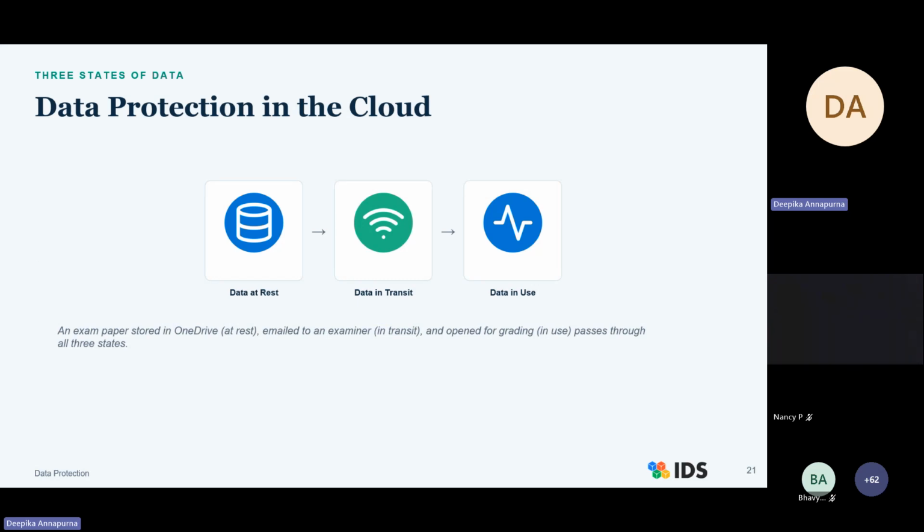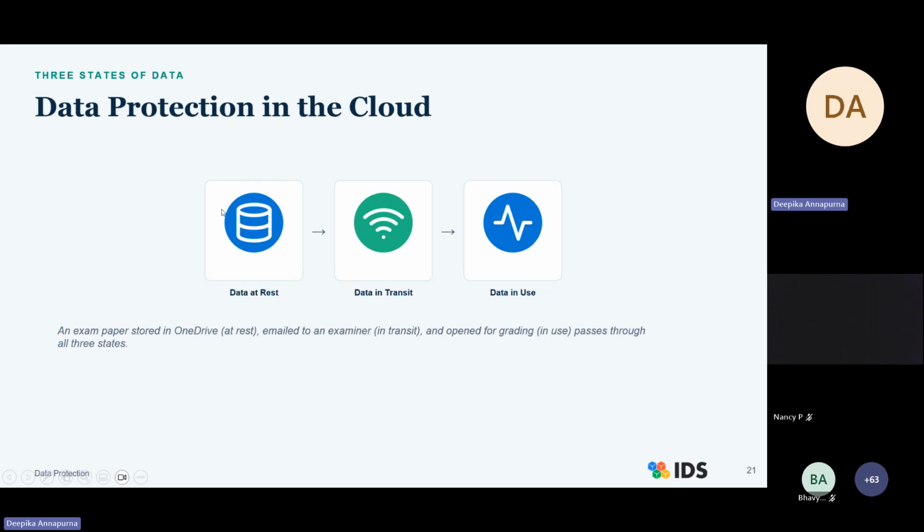Okay. So how do we need to protect the data? Data has three stages here. The first stage is data at rest. The second one is data in transit. And the third one is data in use. So, for example, if data is stored in your cloud, that means the data is at rest.